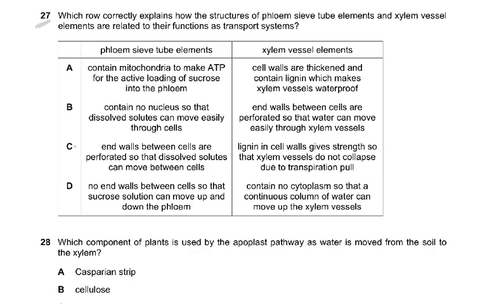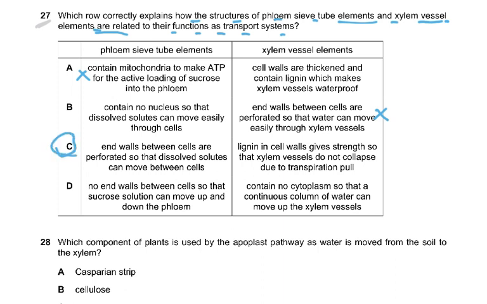Question number 27. Which row correctly explains how the structure of phloem sieve tube elements and xylem vessel elements are related to their functions and transport systems? Contain mitochondria to make ATP, that looks like rubbish. Contains no nucleus so that dissolved solutes can move easily through the cells. End walls between cells are perforated so that dissolved solutes can move. No end walls. Then on the xylem side, we have cell walls are thickened and contain lignin, which makes xylem waterproof. And end walls between cells are perforated. This is wrong. It's not perforated in xylem. This is correct. So that is why the answer is C.